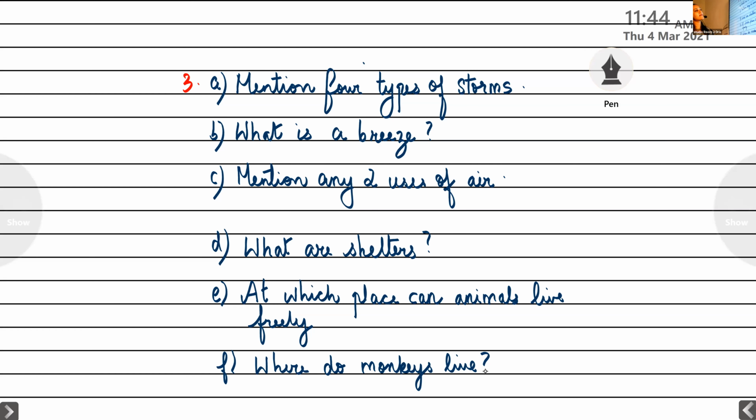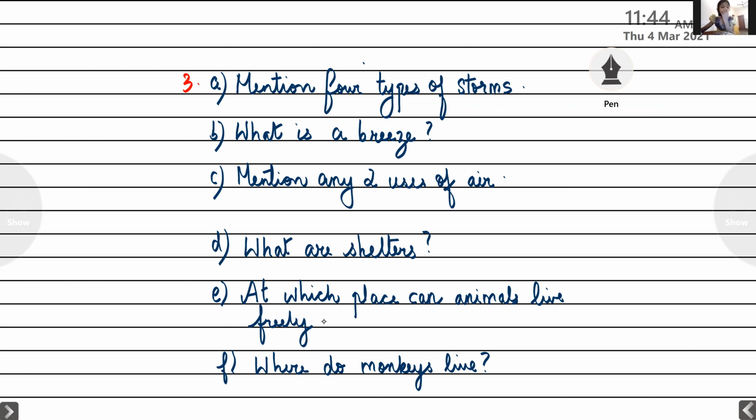What are shelters? Covered space used by animals to live and protect themselves is called shelters. Okay, yes. At which place can animals live freely? National park. In the national park.